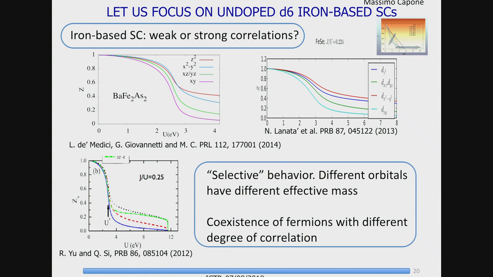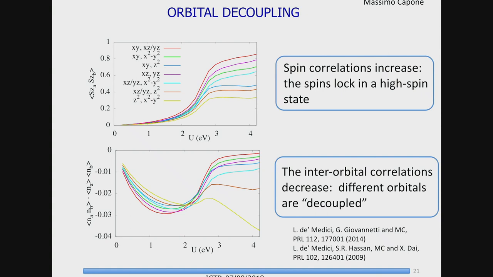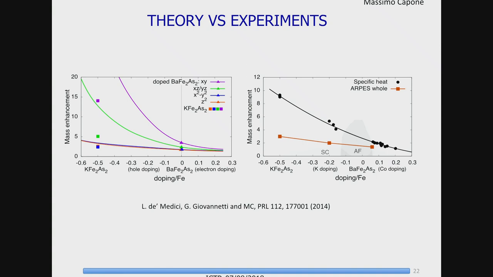OK, so here I'm showing you that in the parent compounds, we find this picture plus the orbital selectivity. This is again the orbital decoupling. These are the spins. This is just spin-spin correlations in different channels. They all grow because the Hund's coupling wants to do that. And these are the orbital correlations. They essentially all go to zero, except those which are basically irrelevant because the electrons here do not play a role in the response.